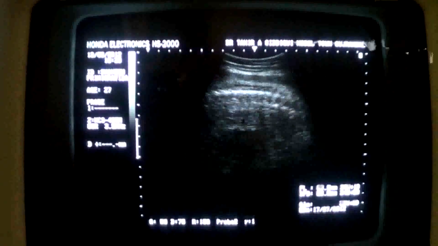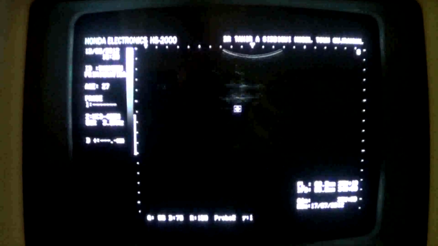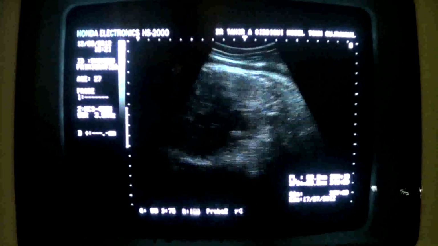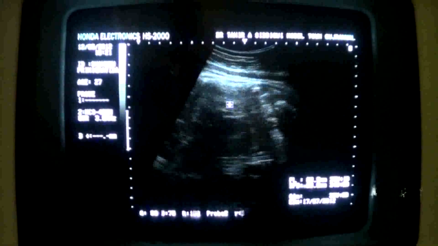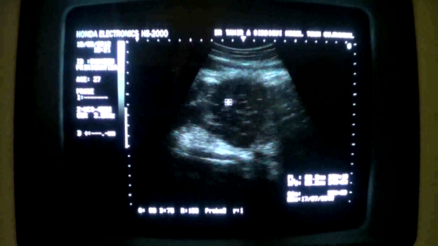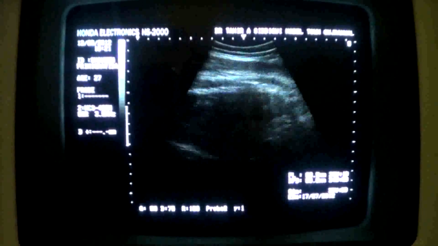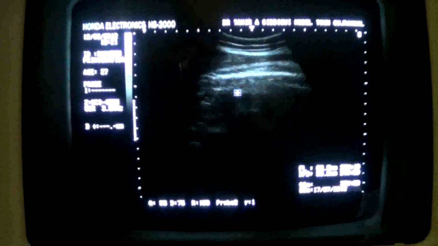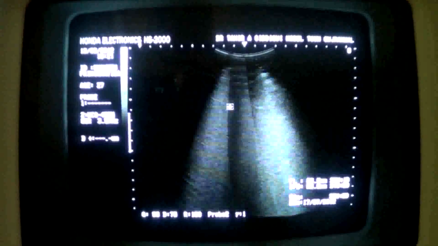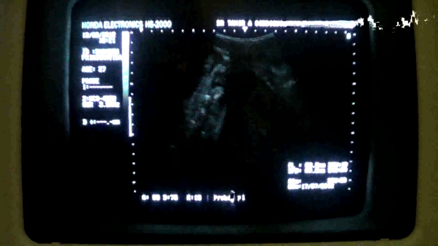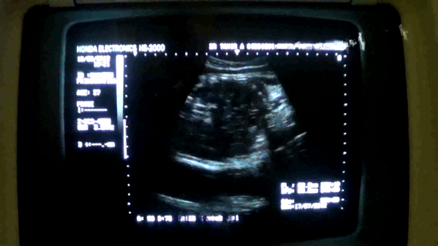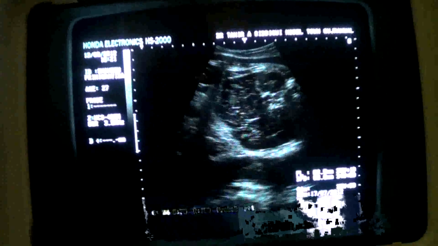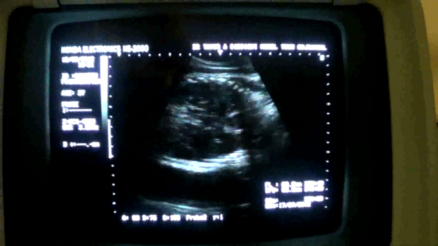Now this is the vertebral column. It shows no anomaly. And here we will see the fetal body. This is the transverse section of the fetal body.